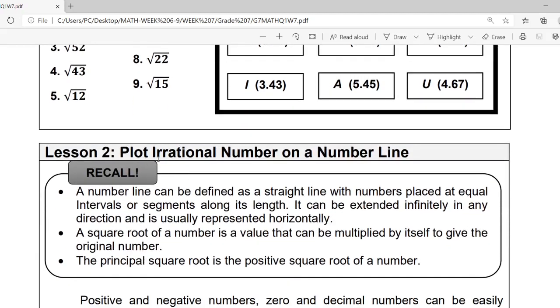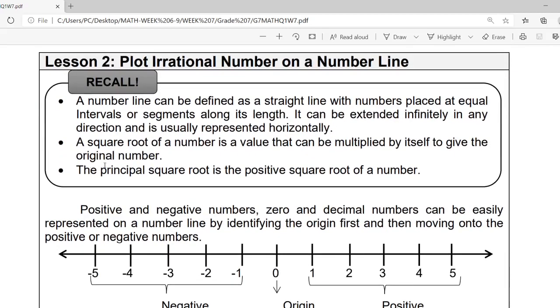Then, plot irrational numbers on a number line. So, how are you going to plot a number on a number line? A number line can be defined as a straight line with numbers placed at equal intervals or segments along its length. It can be extended infinitely in any direction and is usually represented horizontally.